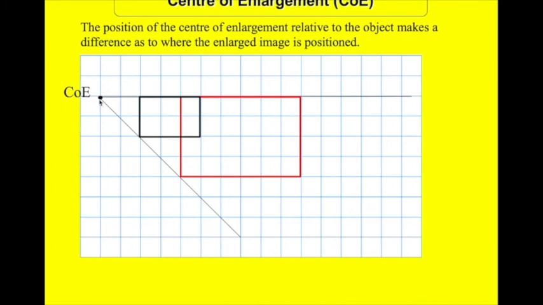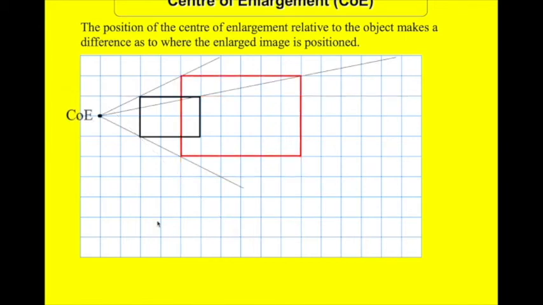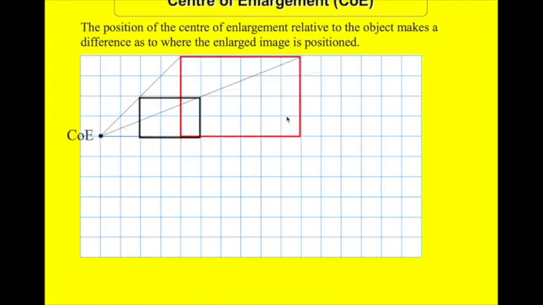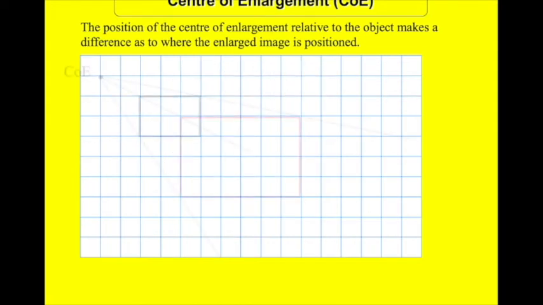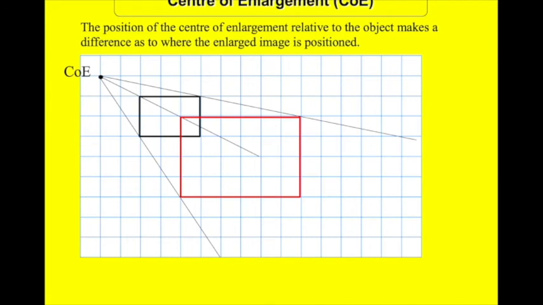Let's move it down. See what happened to the image, the red rectangle. If we bring it down again, see the change, right? Let's repeat again. We bring the center of enlargement down and see what happened to the image, which is the red rectangle.